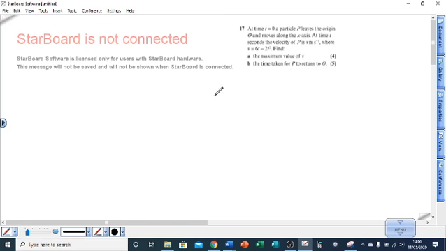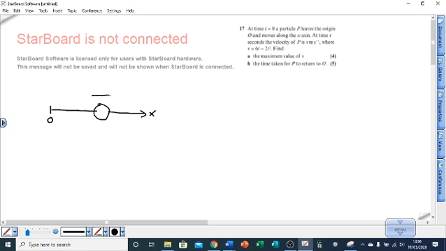Okay, question 17. At time t, particle P leaves the origin O, moves along the x-axis. So there is origin O. There is the said particle moving along the x-axis, x increasing to the right. At time t seconds, the velocity of P is v meters per second, where v equals that.